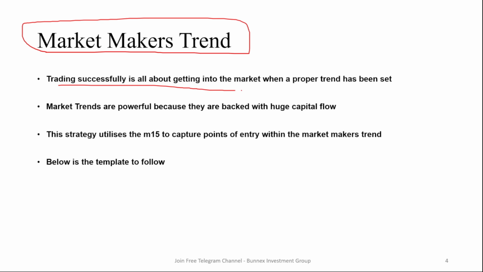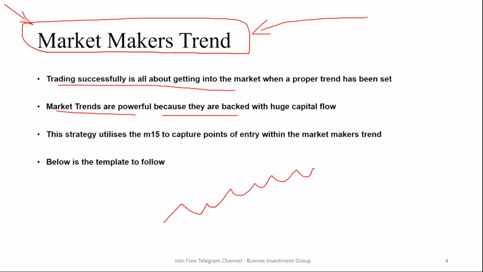Trading successfully is all about getting in the market when a proper trend has been set. What is a proper trend? It is a trend that will be set by these guys who have actually injected a lot of lots on a particular contract. When they do so, the market will respond with a proper trend. So market trends are powerful because they are backed with huge capital.